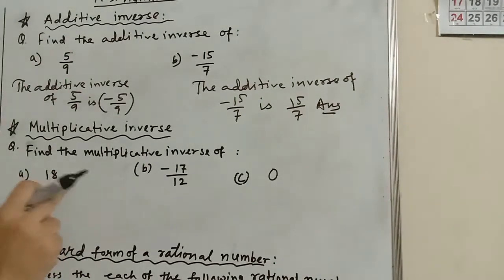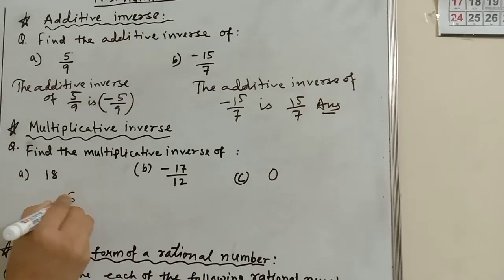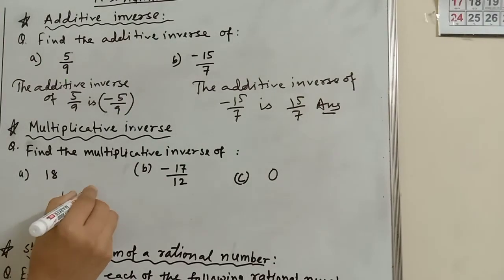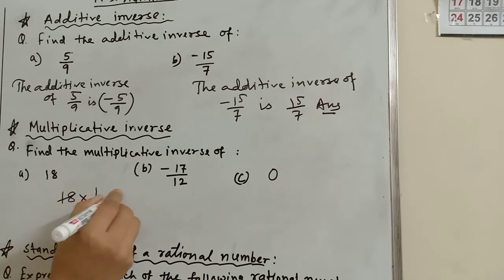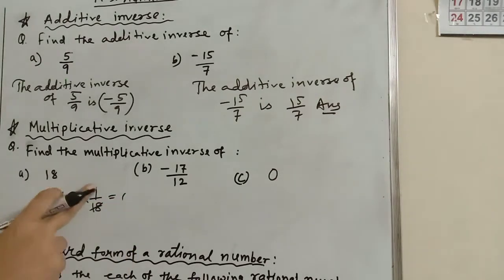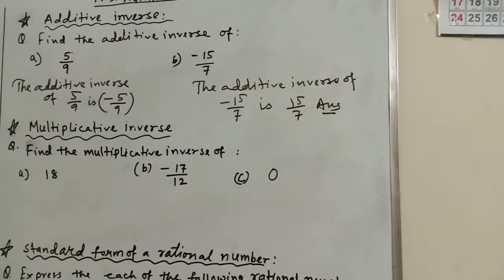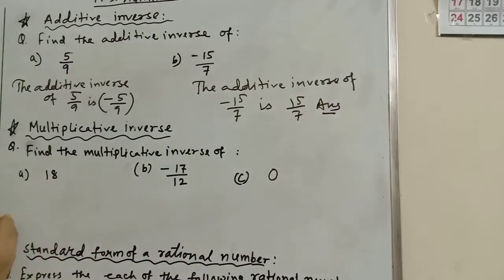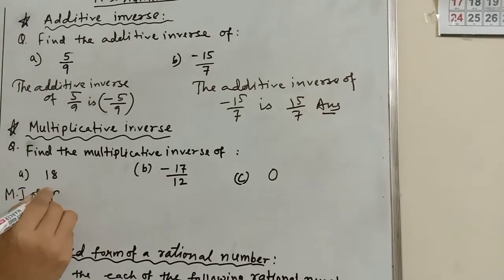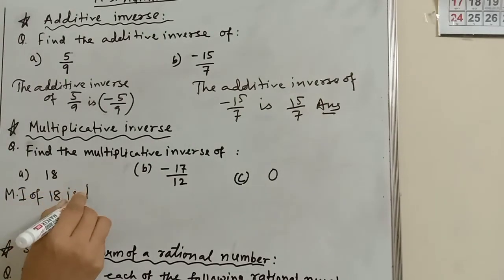So that if you multiply this number, say it is 18, and if you multiply 18 with 1 by 18, you will get the result 1. So 1 by 18 is the multiplicative inverse of 18. So find the multiplicative inverse of 18. The multiplicative inverse of 18 is 1 by 18.